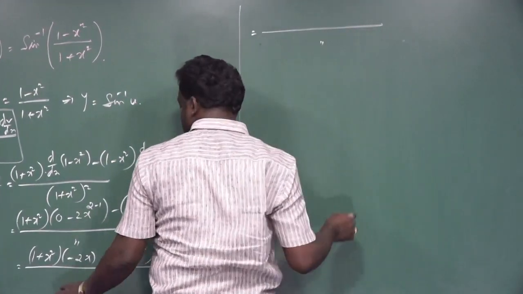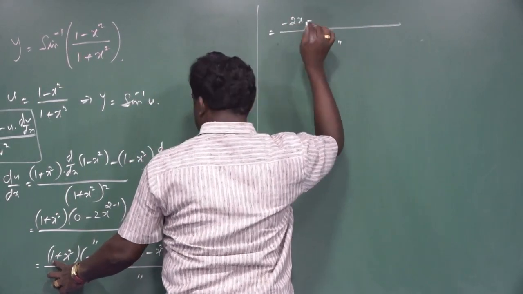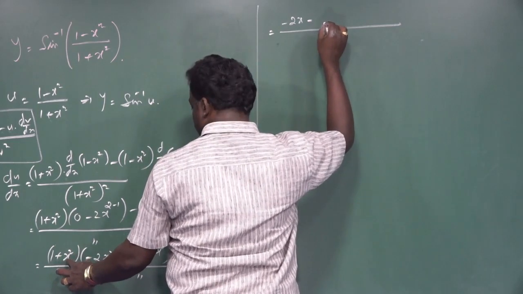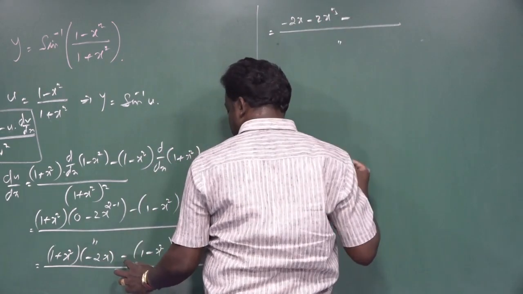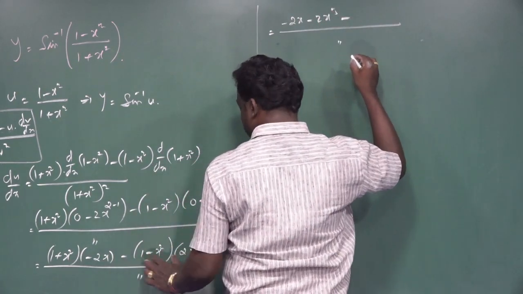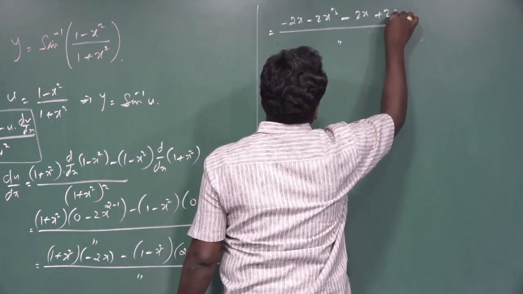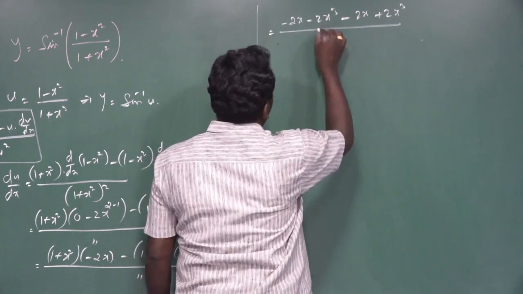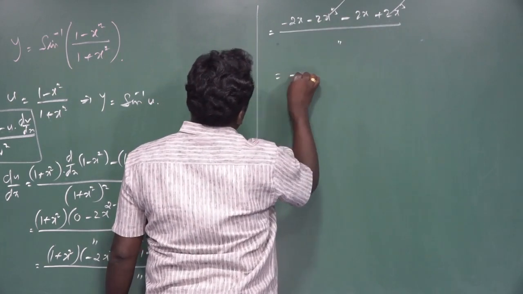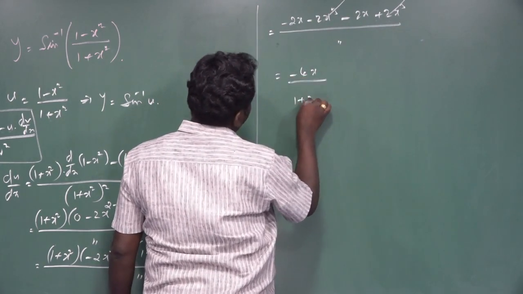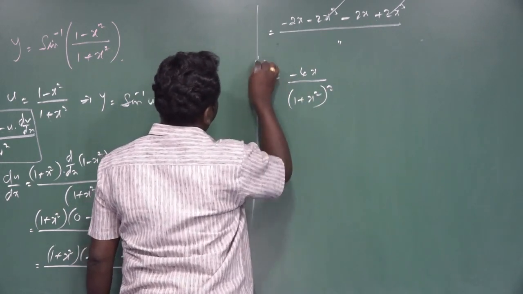Just multiply the two terms in the bracket. The denominator is as it is. Multiply minus into plus, minus 2x, then minus into plus, minus 2 into x into x square, it is 2x power 3, then minus into plus, multiply this, 2x minus 2x, then minus minus plus 2 into x power 3. Now minus 2x power 3 plus 2x power 3, both are cancelled. Adding the terms, it is equal to minus 4x by (1 plus x square) whole square, and that is du by dx, the derivative.